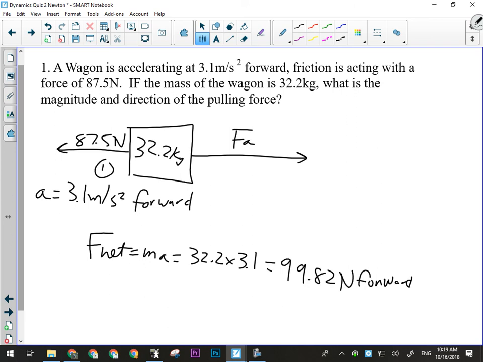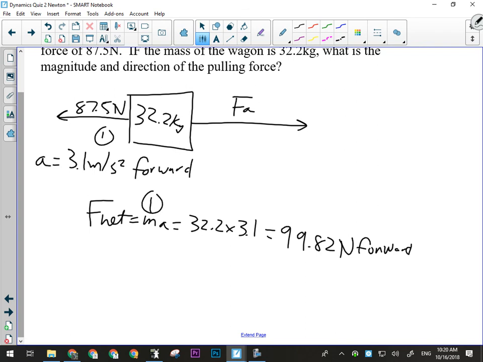It is not this force. I'm going to use it to get that force. So give them a mark for the F net being mass times acceleration, the work there. We'll just say that's good for there. So we're up to 2 marks here.